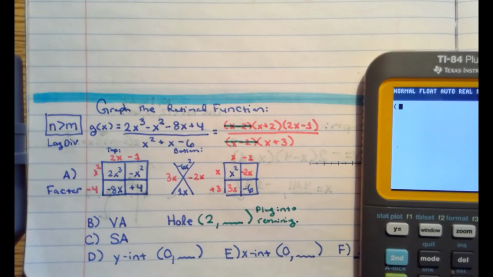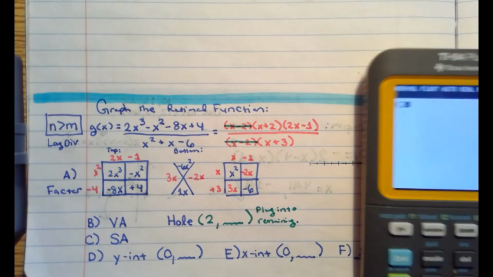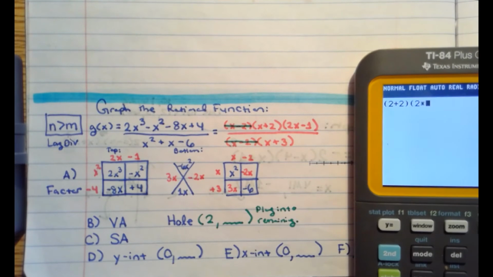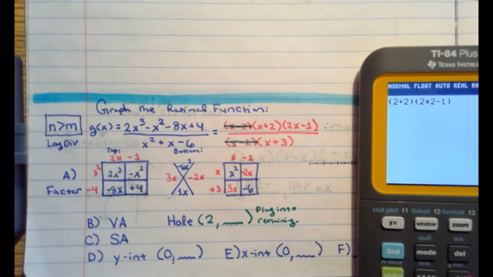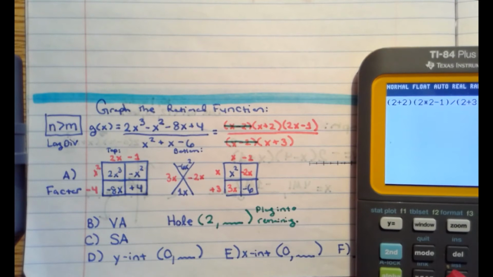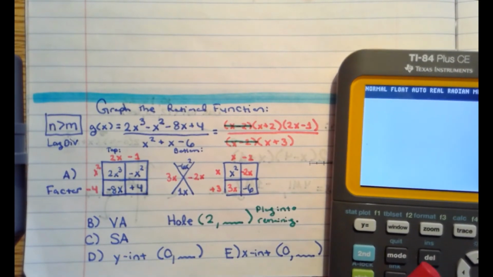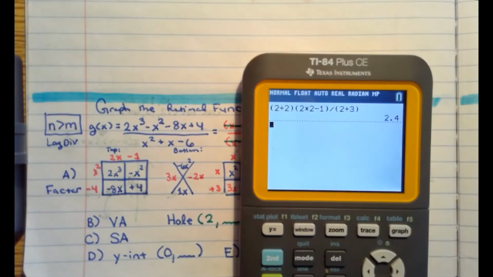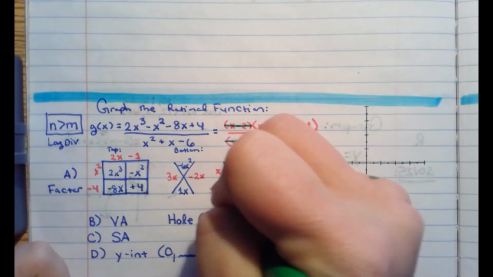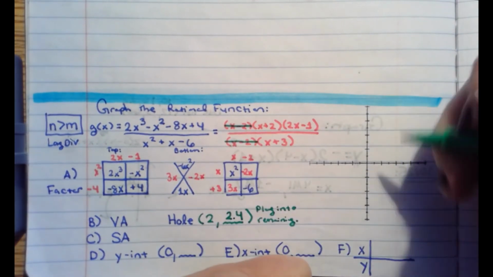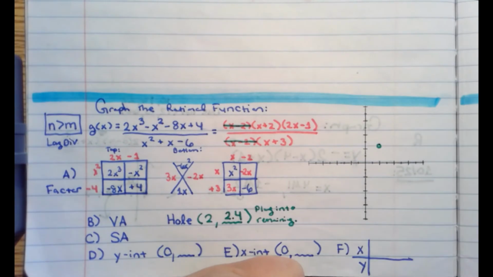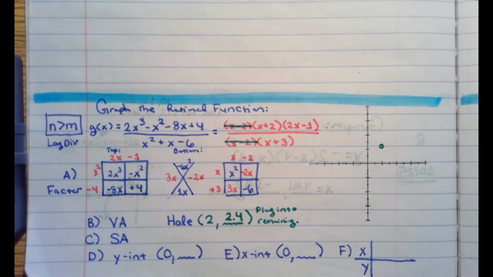So I see we are going to do 2 plus 2 and 2 times 2 minus 1, and I'm going to divide it by 2 plus 3. And we're going to get out 2.4. So let's go ahead to our graph right now and graph 2, 2 and a little bit more, is a nice hole right there. It's a nice open circle.